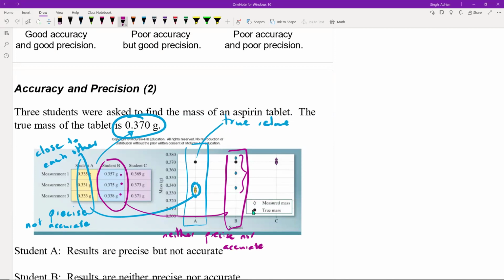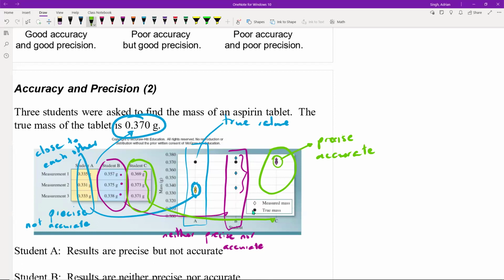And if we take a look at student C, we look at their values for when they make their measurements for the mass, we have 0.369, 0.373, and 0.371. So these are fairly close to each other, and they're over here. Probably should have used a different color for these, but we'll use green. So all three of those measurements are clumped together, so it's precise. And they're also right around the black dot, which is kind of hidden right here. So it's also accurate.